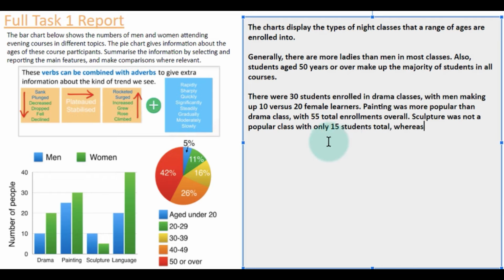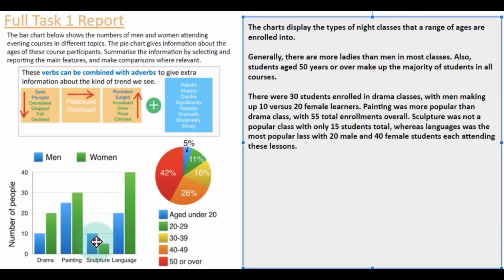Whereas, so now I've got a nice use of a complex sentence, most probably. Whereas languages was the most popular class, with 20 male and, let's say we'll use respectively, with 20 male and 40 female students each attending these lessons.